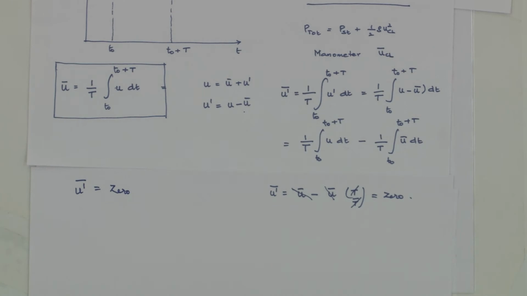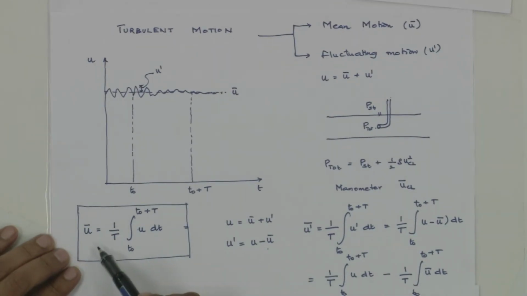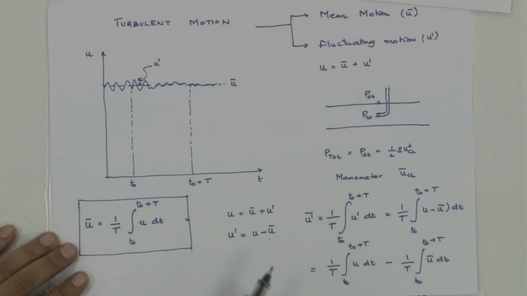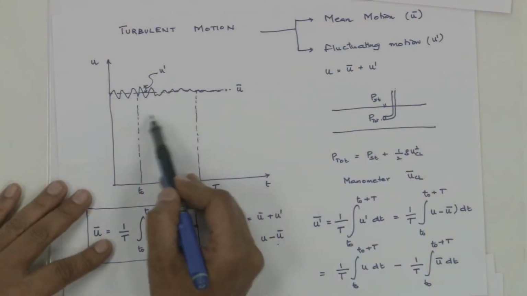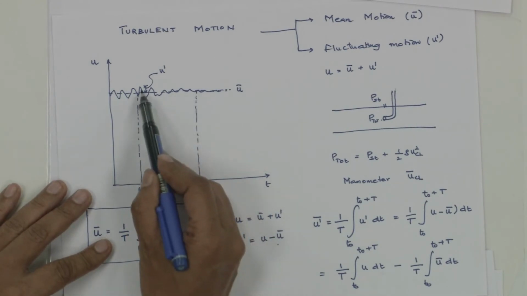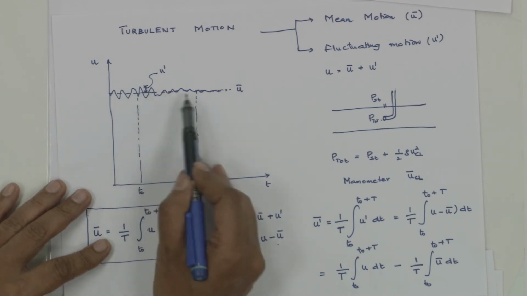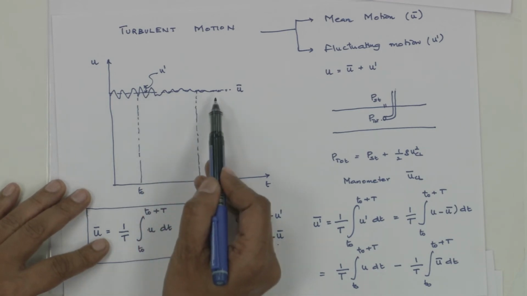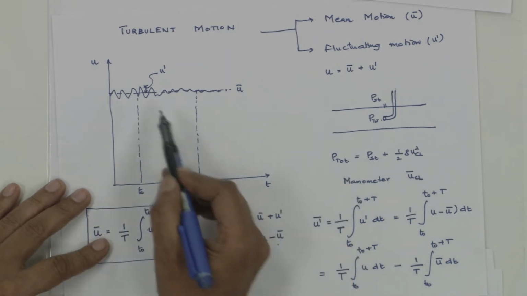So then how do I quantify this fluctuating component? See, we know how to quantify the mean component. How do I quantify this fluctuating component? U prime bar has become 0 because, if you just see here, you don't have to do maths also, there are pluses, minuses, pluses, minuses. If you integrate for a long time, pluses and minuses just get cancelled out. So U prime is not going to help because there are minuses.